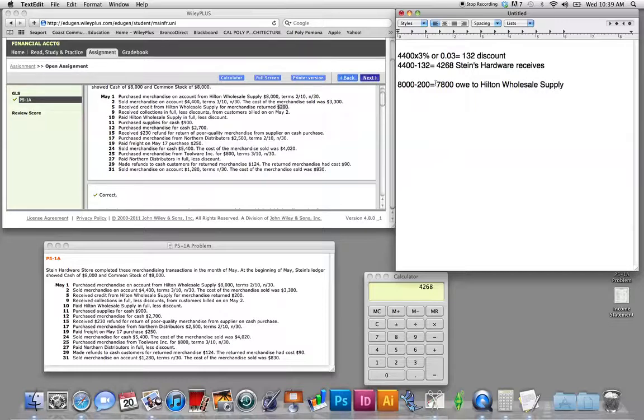So since we owe this much, we also now need to take into account our discount that we're going to be receiving, because we paid this within the 10 days. So our discount is 2%, so we do $7,800 times 2%, or 0.02. And that would equal our discount. So let's go to the calculator over here and do $7,800 times 0.02, and that equals our discount. So we're receiving a $156 discount.